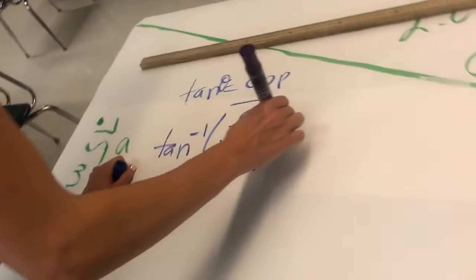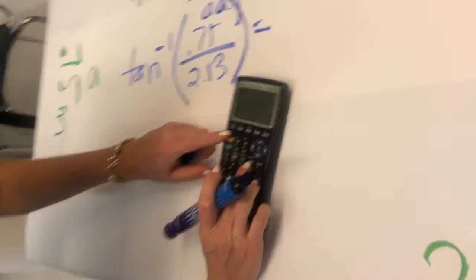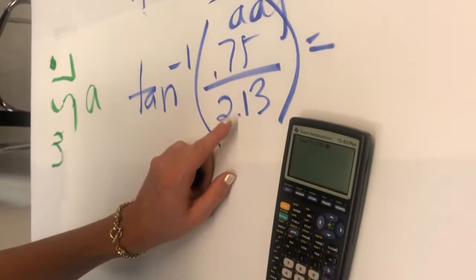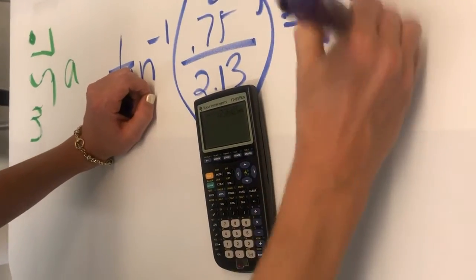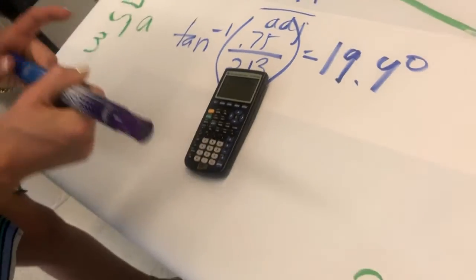0.75 divided by 2.13. Where's that good calculator? Here it is, hiding right by the skull. Okay, tangent -1. Oh, that's so much easier. 0.75 divided by 2.13. And I get 19.4 degrees. Sweet. Can we check this one?